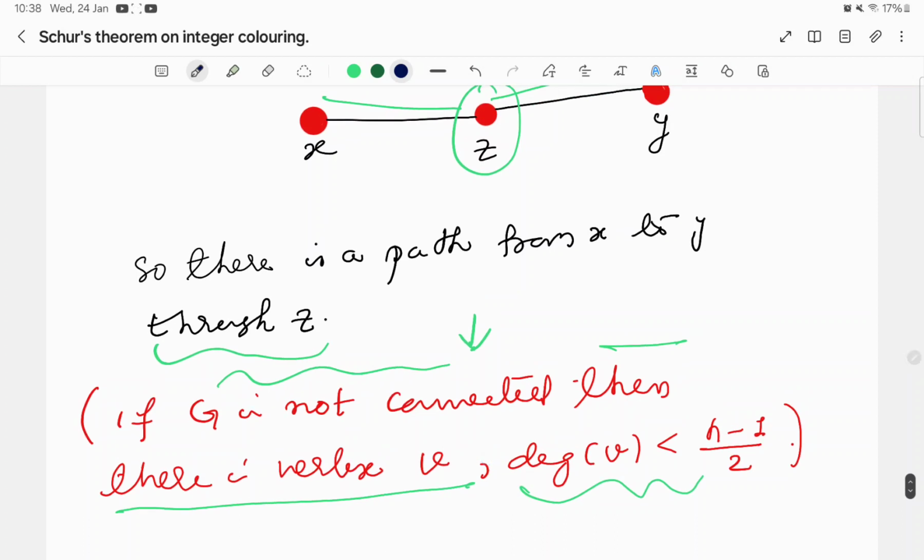Okay, so next we will see the further step in Schur's theorem. Okay, thank you.